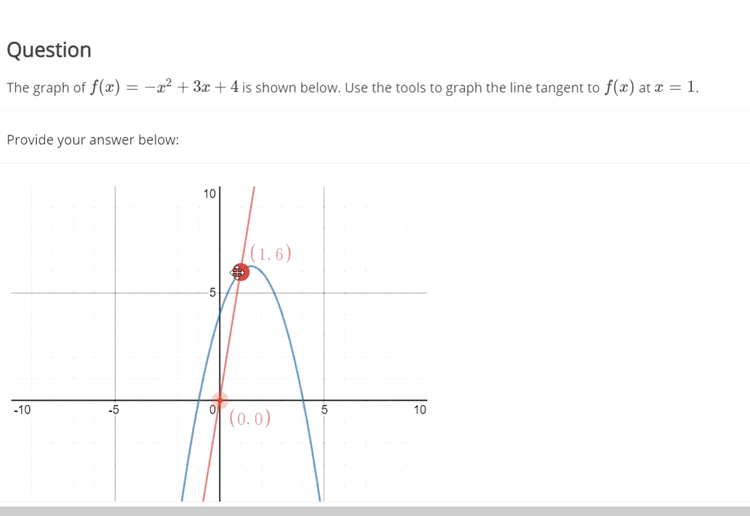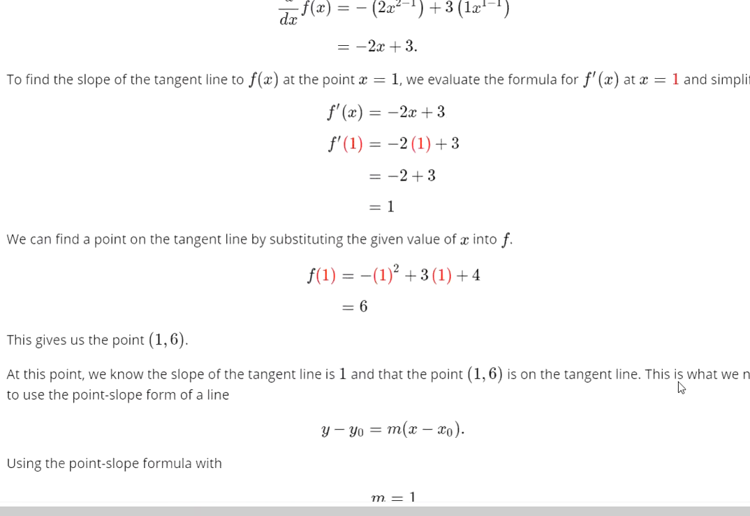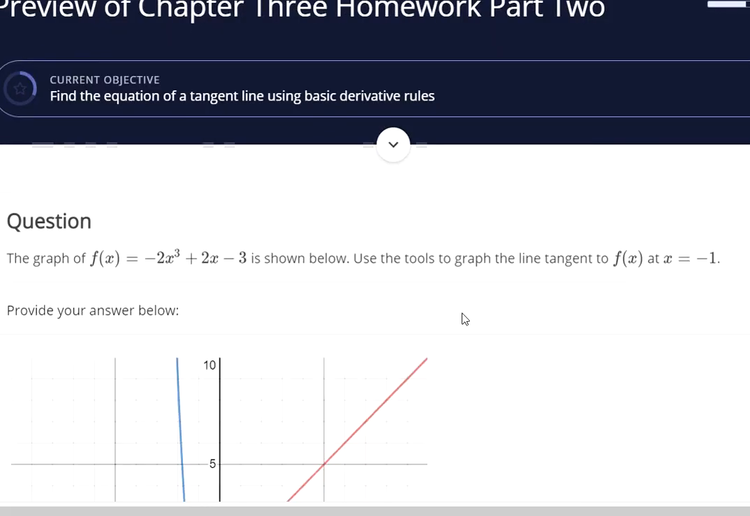At this point, the tangent line has a slope of 1, so it means it should go up 1 to the right 1. So if we start at 1, 6, we go up 1 on the y-axis to 7, to the right 1 to 2 on the x-axis. Okay, so yeah, that first one just messed up with the starting dot.